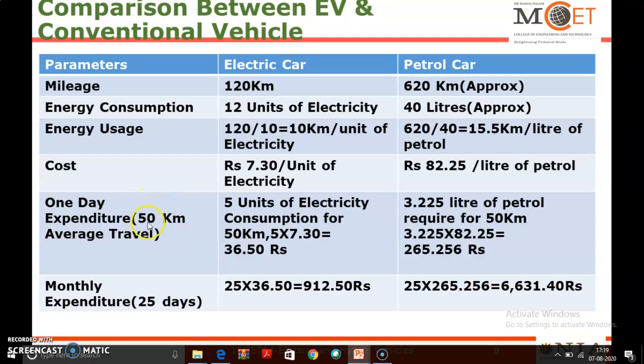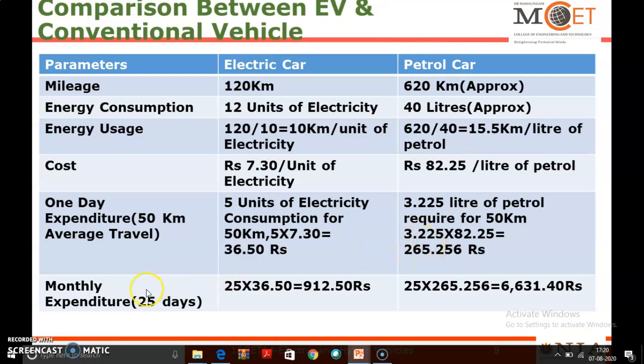For the same average travel of 50 kilometer a day, a petrol car requires 3.225 liter of petrol. We know that 1 liter of petrol is 82.25. So 3.225 into 82.25 costs about 265.256 rupees as the 1 day cost for an average travel of 50 kilometer.